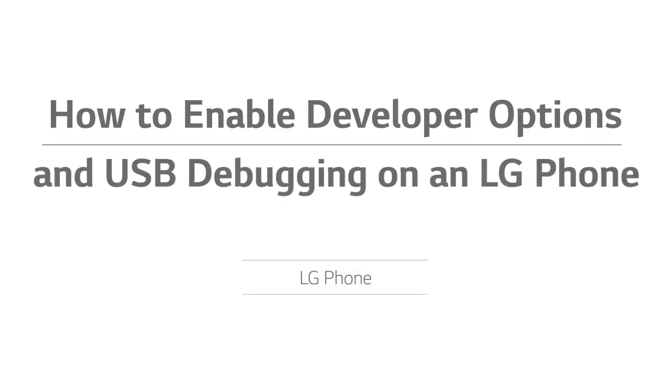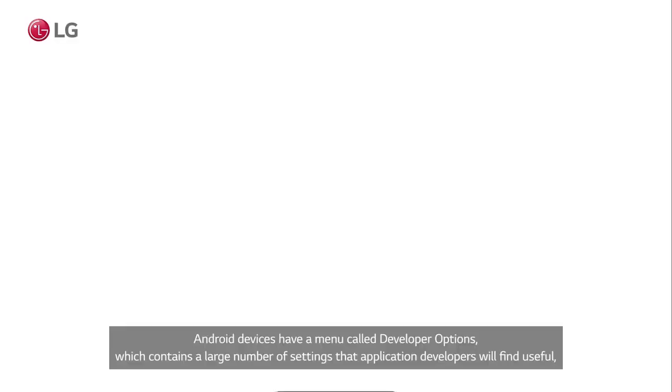How to enable developer options and USB debugging on an LG phone. A smartphone screen open to a developer options menu. It's toggled on. Scrolls through a long list of options.